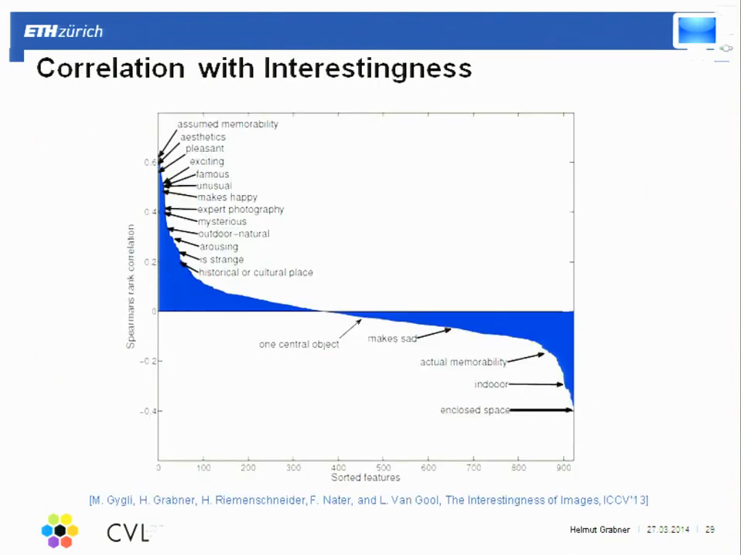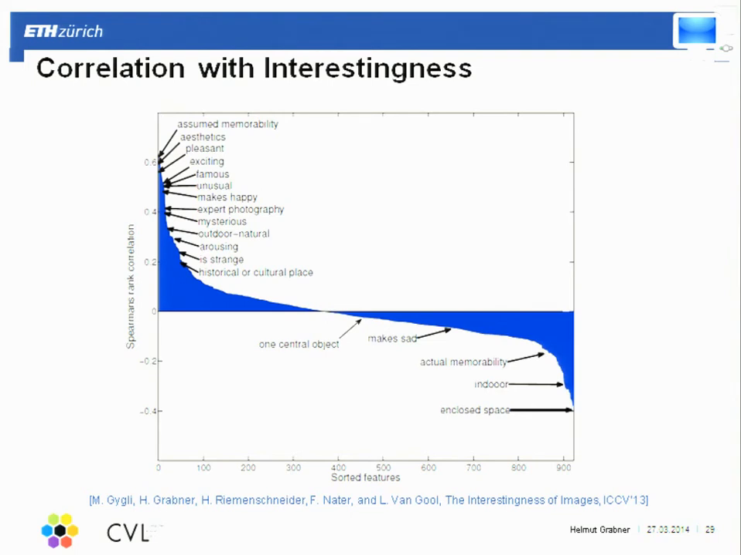And here we have a plot. It shows the correlation coefficient for all these 900 attributes, and we labeled some of them. You see there's quite a strong correlation with interestingness for assumed memorability, aesthetics, place, excitingness, makes me happy, and unusualness. There are also a lot of attributes which are not correlated at all, or only weakly correlated. And there are also some attributes which are negatively correlated.